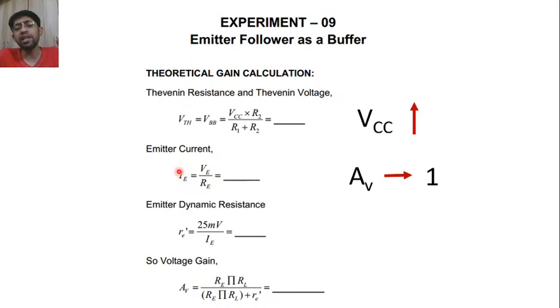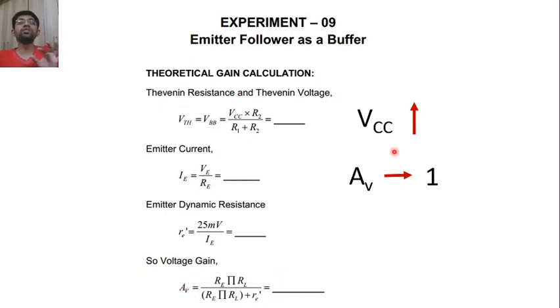Now, if the emitter current increases, then the emitter dynamic resistance RE dash will decrease. Because IE is increasing, RE dash is decreasing. And if RE dash is decreasing, you can see that this term, RE dash, is in the denominator, so since the denominator is decreasing, your practical gain will increase.